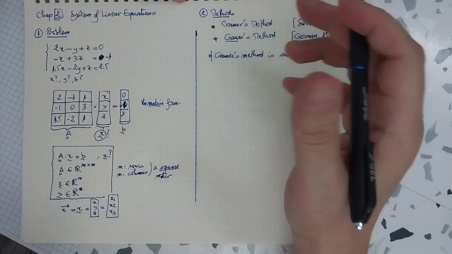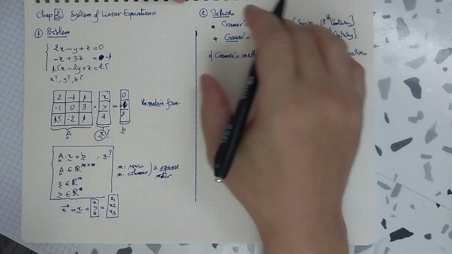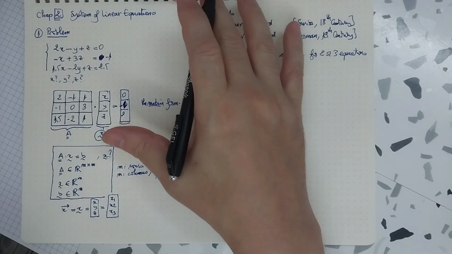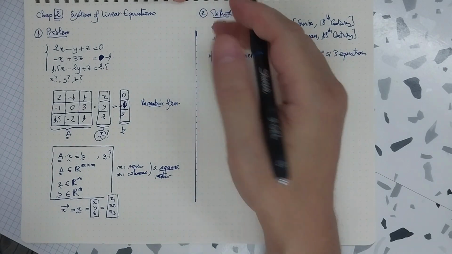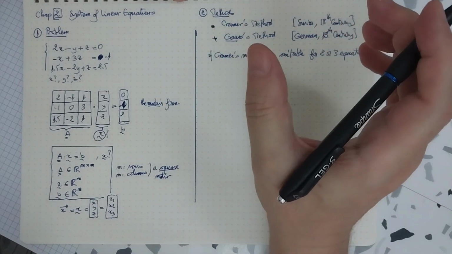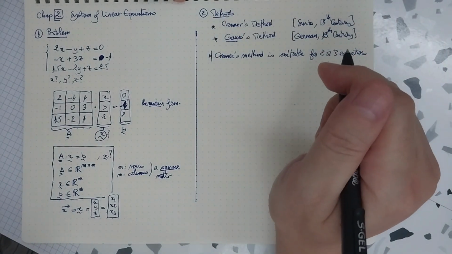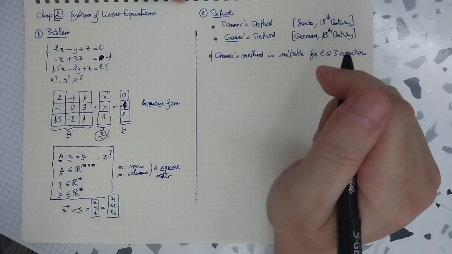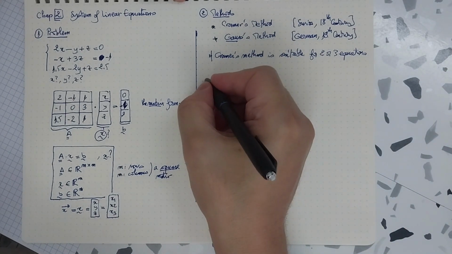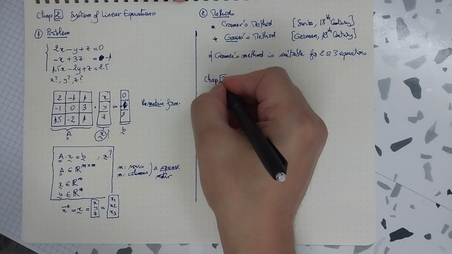There are, of course, as I said, other methods, direct and indirect methods, but we will not go there. This will take a whole module if we study all the methods, a module called Numerical Linear Algebra. So here we focus only on these 2 techniques. Okay, this is for chapter 2. Let's move to chapter 3.